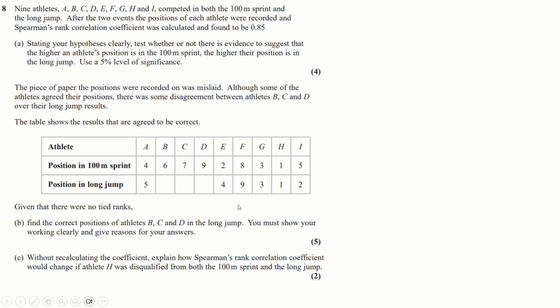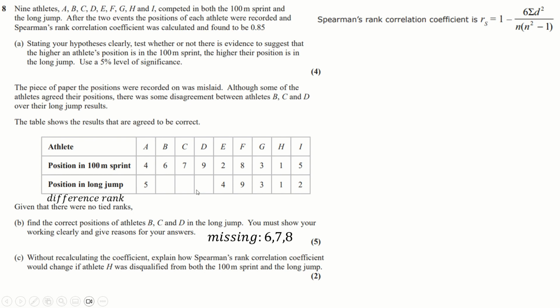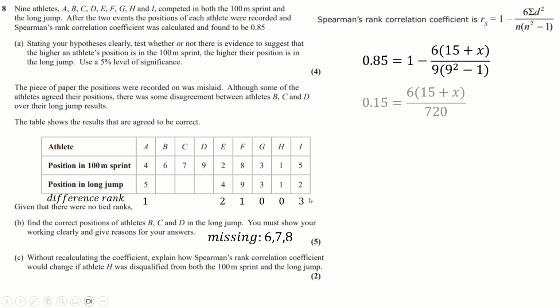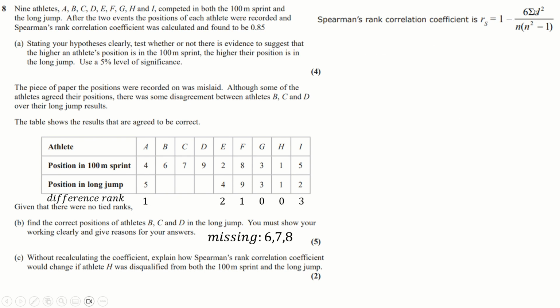Now, what we need to do here is, firstly, we can identify that the positions in the long jump that we're missing are 6, 7, 8, I think are the numbers missing. Next, we know the Spearman's rank coefficient was this, and we know how to do Spearman's rank coefficient. It's in the formula book, it's here. So I know 0.85 is equal to 1 minus 6 times the sum of d squared. So let's work out some d's. So we've got 1 here. The positive or minus doesn't really matter because we're going to square it. 2, and then 1, and then 0, and then 0, and then 3. So that's cool. So let's work out the sum of d squared.